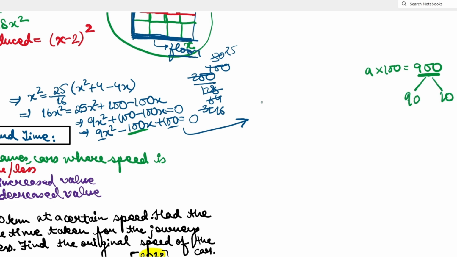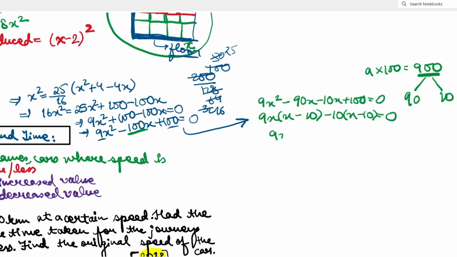So you can write it as 9x square minus 90x minus 10x plus 100 is equal to 0. So you can take the common ones out, that's 10 and then 10 x minus 10 is equal to 0. So 9x minus 10 and then x minus 10 is equal to 0. So x becomes equal to 10 by 9, that is equal to, और अदरवाइज 10.